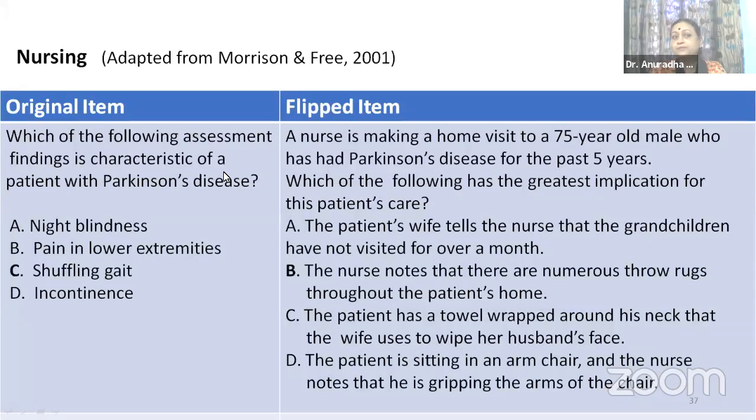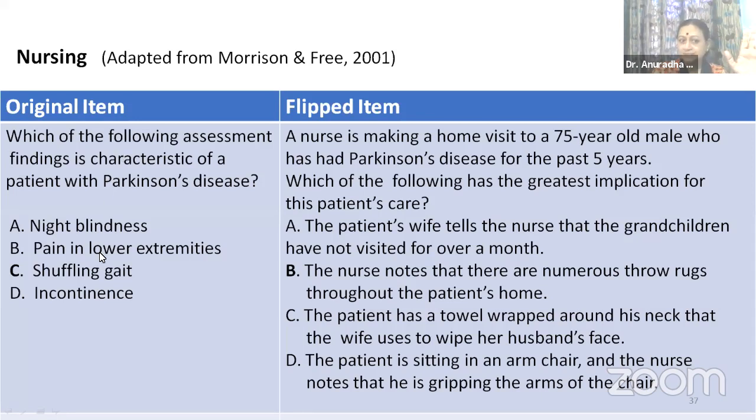Which of the following assessment findings is characteristic of a patient with Parkinson's disease? Suppose the student has been taught these are the symptoms of Parkinsonism. The correct answer is that the patient has a shuffling gait. So this is a very direct question. Night blindness, pain in lower extremities, shuffling gait, incontinence. He has to find out. For Parkinson's, yes, shuffling gait is the right answer.